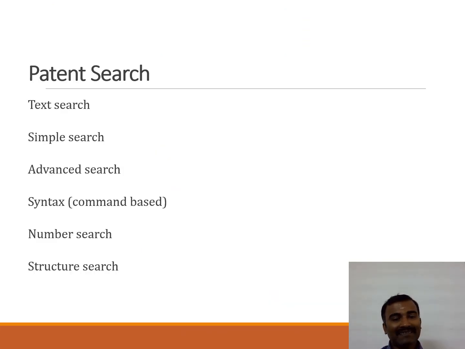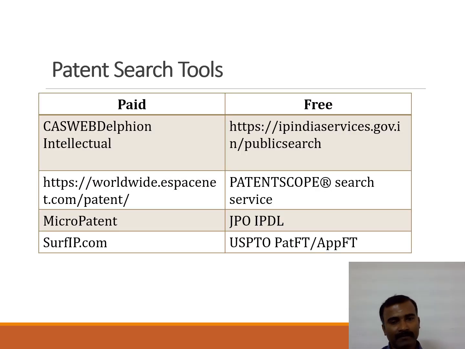So these are all the patent searching options available before you file your patent: text search, simple search, advanced search, syntax or command based search, number search, structure search. These search options are available for finding whether existing inventions are available on the website. Through that you can find out.